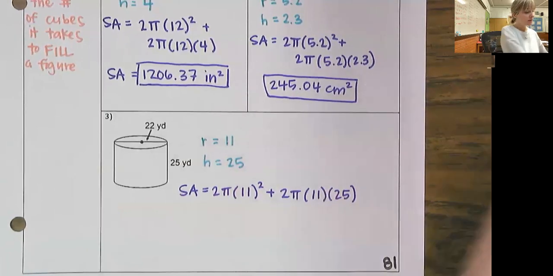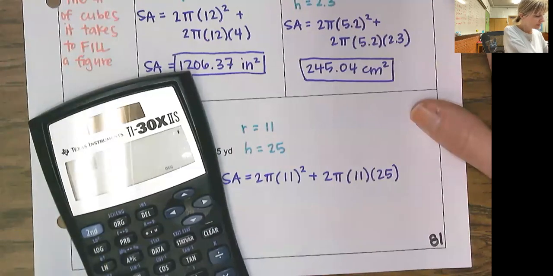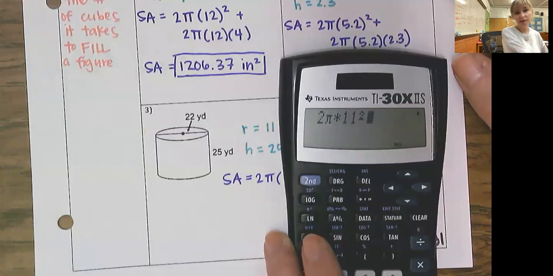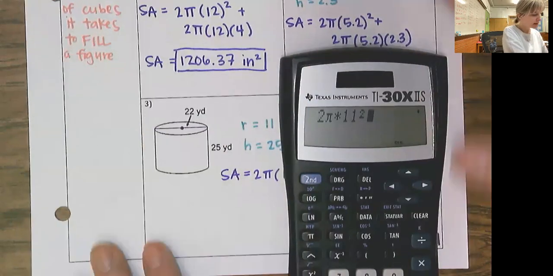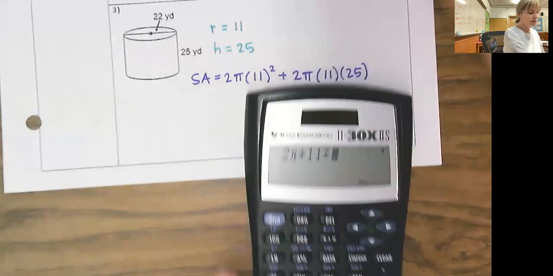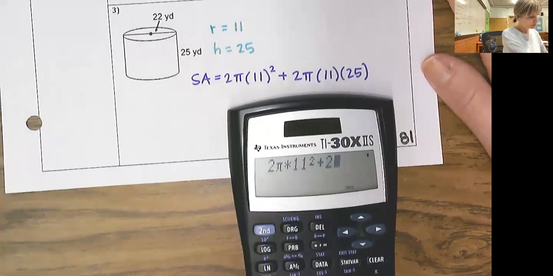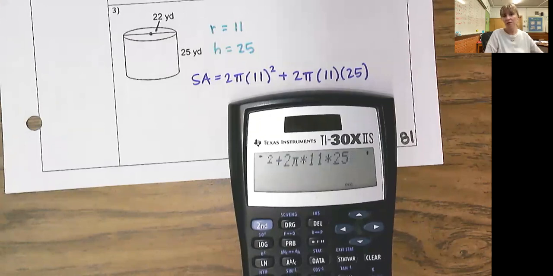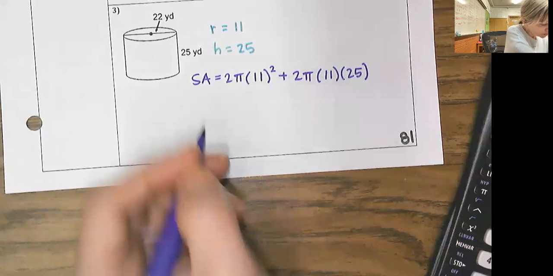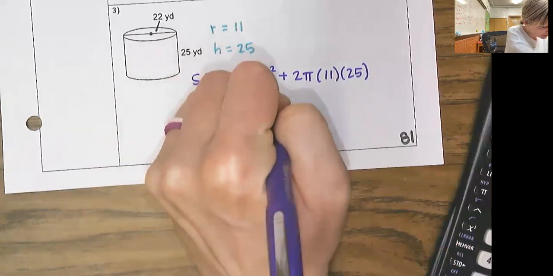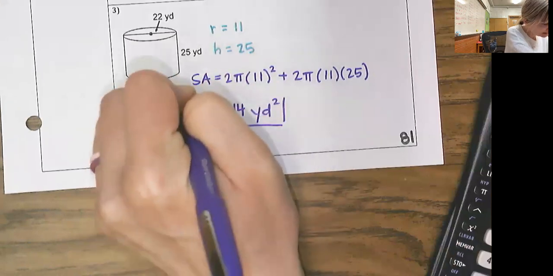If you know the formula and you know how to find r and h, after that, it's just calculator work. Some people ask, do I need all the parentheses? No, parentheses means multiply. So you could type it like this: 2 pi r squared plus 2 pi times 11 times 25. So you can either do parentheses or multiplication. That's what it all means. We got 2,488.14 yards squared. Surface area of the cylinder.